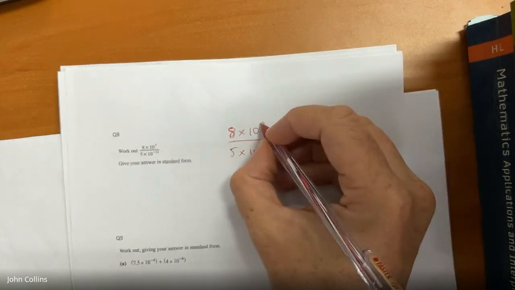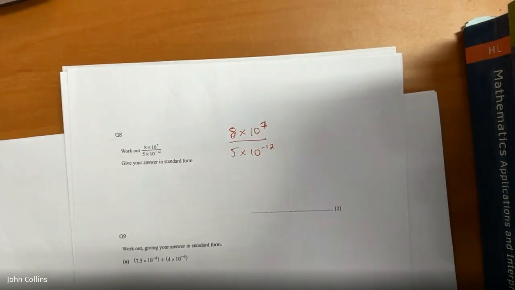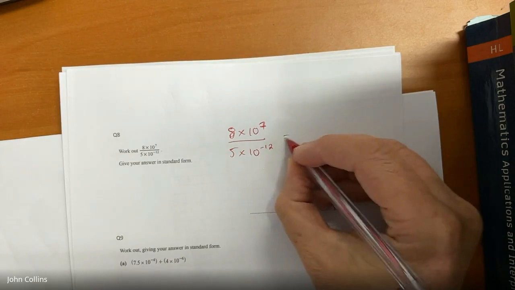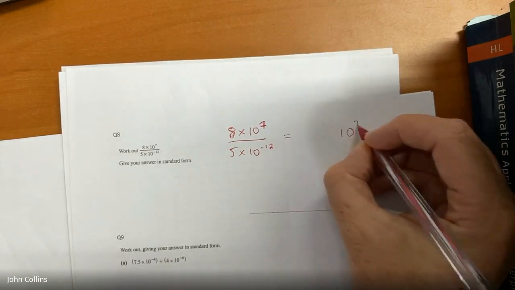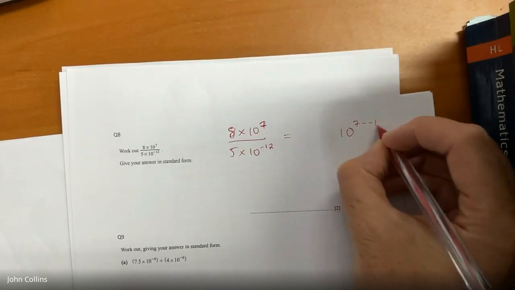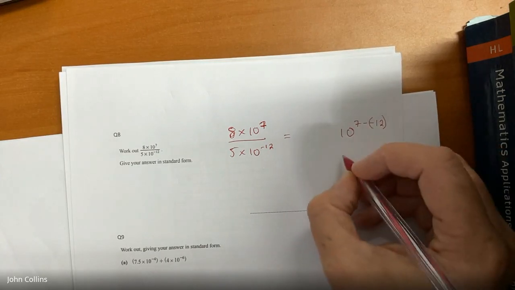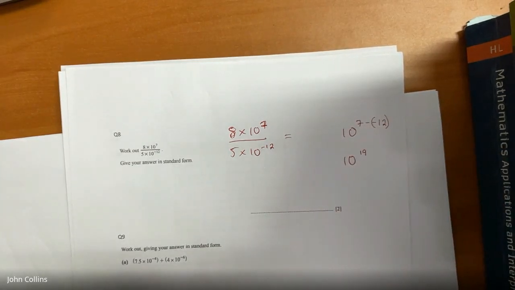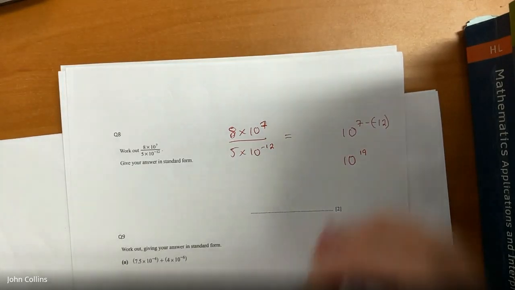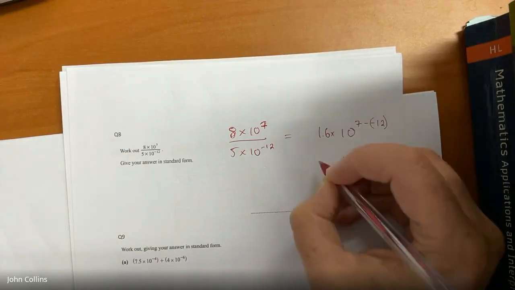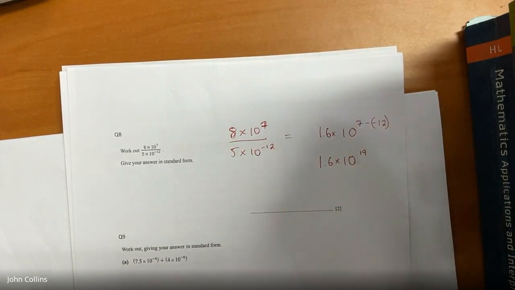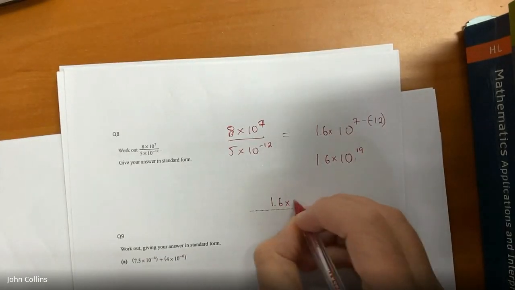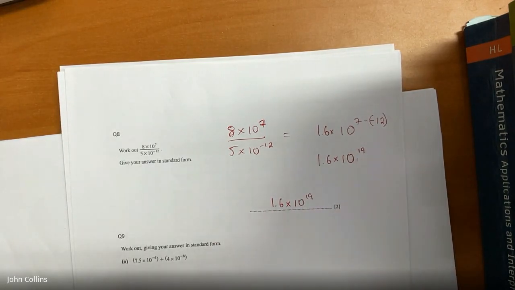So that's a 7. That's a very badly drawn 7. So subtract. So the powers, it's going to be 10 to the power of 7 minus 12. So the power is going to be 10 to the power of 19. What's 8 divided by 5? Yeah. So it's 1.6. That's it. That's it, done. Next one.